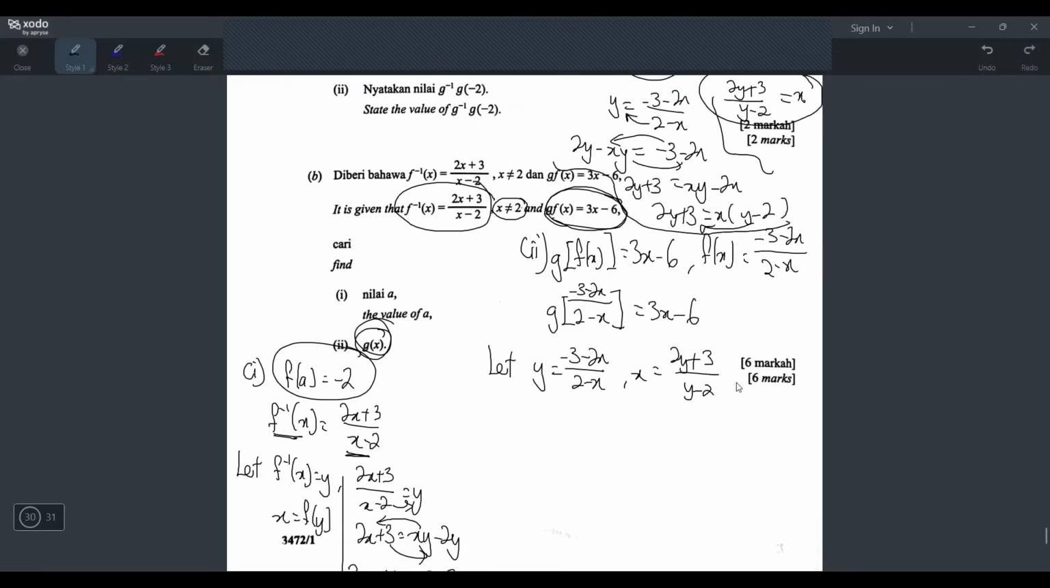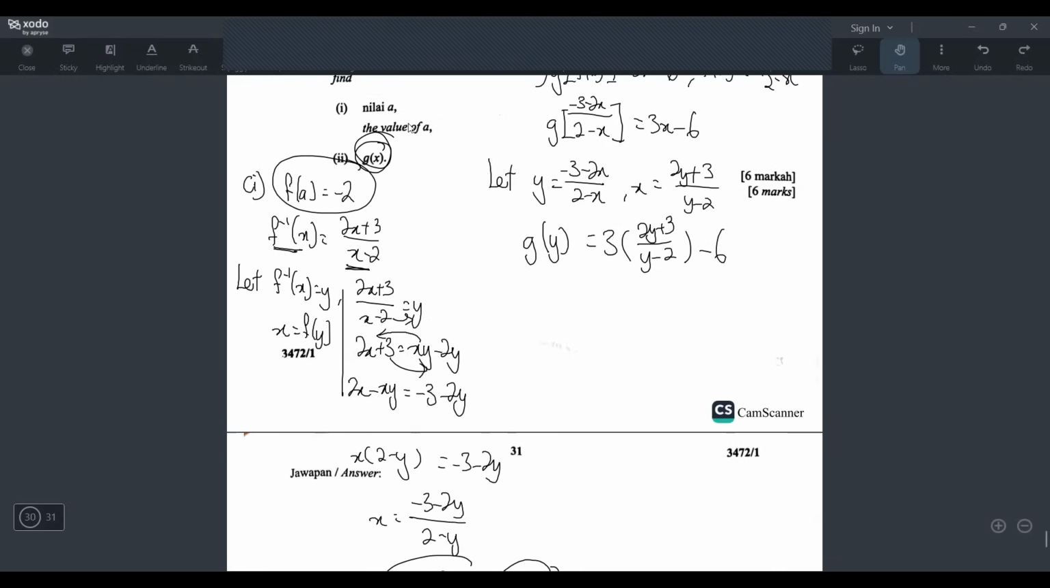Okay? And now you can continue your working. It becomes y because you already let y equals bracket. So now you will not write g bracket, you will write g of y now, and then equals 3x minus 6, and the x you will sub with this, right? The new x, which is 2y plus 3 over y minus 2. And if you keep going, you will get the g of y answer. But you want g of x, right? It's okay. That one, you just change the y to x later. Okay, so let's find the g of y first.